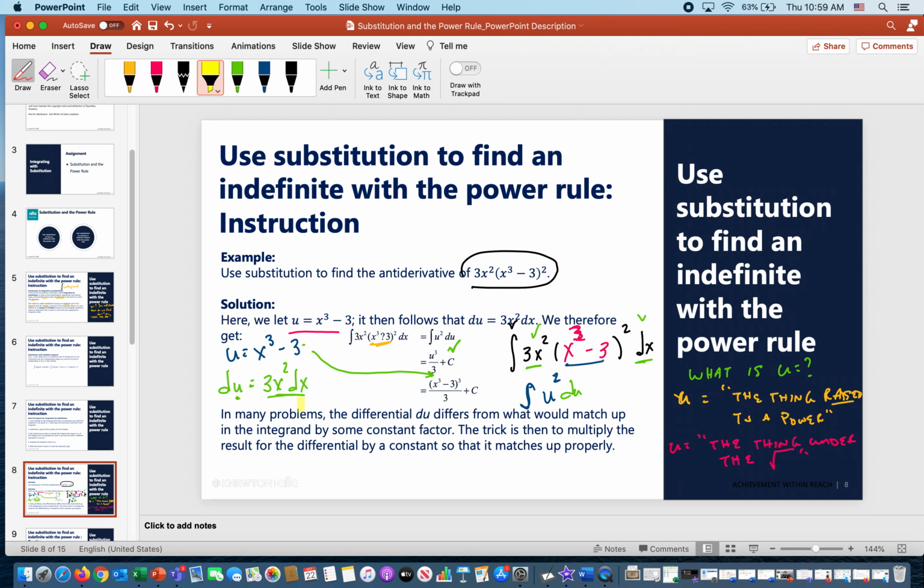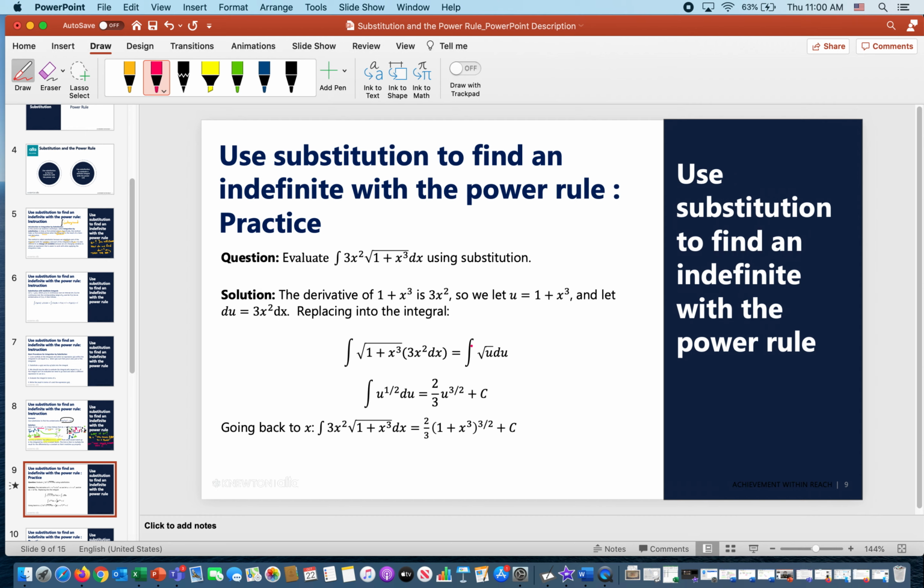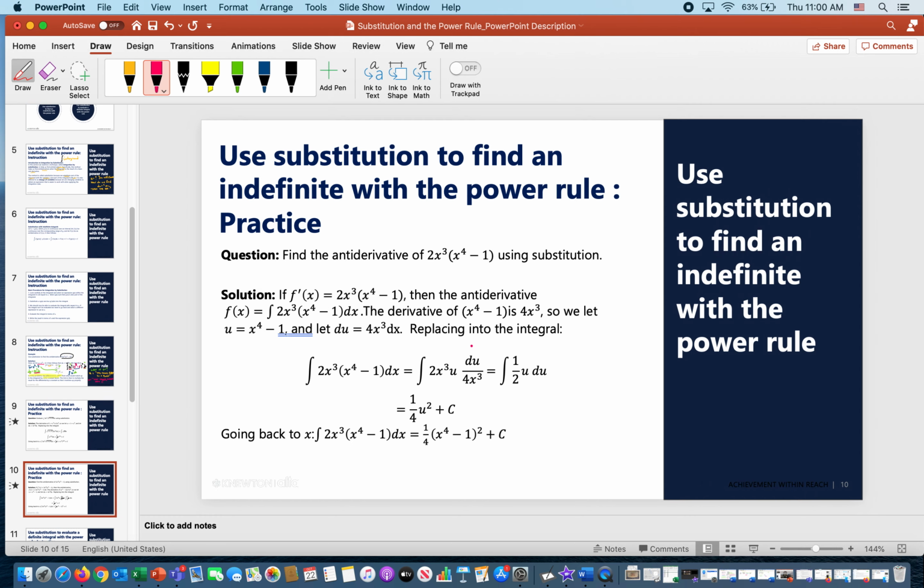There's something important we want to note right here. In a lot of our problems, the differential du differs from what would match up in the integrand by some constant factor. So I don't want you to get too lost in that. It's kind of difficult to read. The point is, sometimes what we get right here doesn't always exactly match what we have here. And we're going to look at that in the next example. So let's take a look at this example.